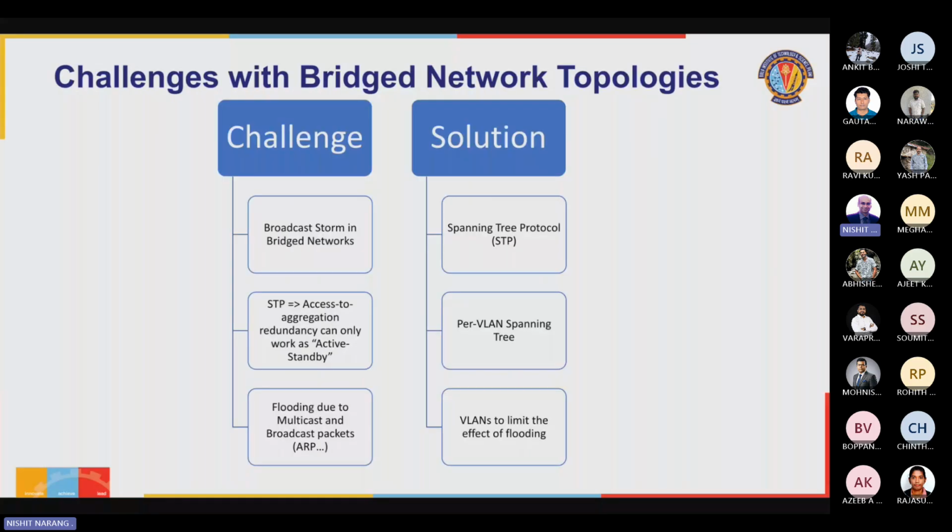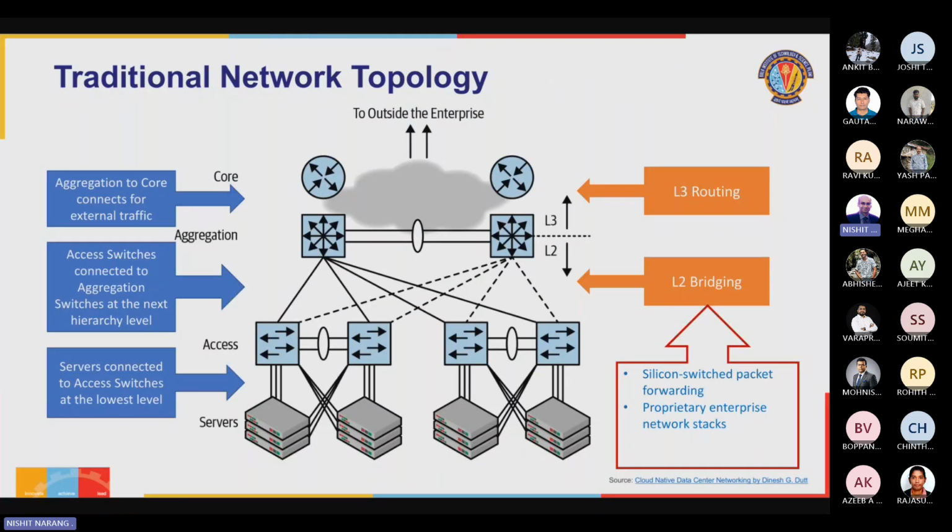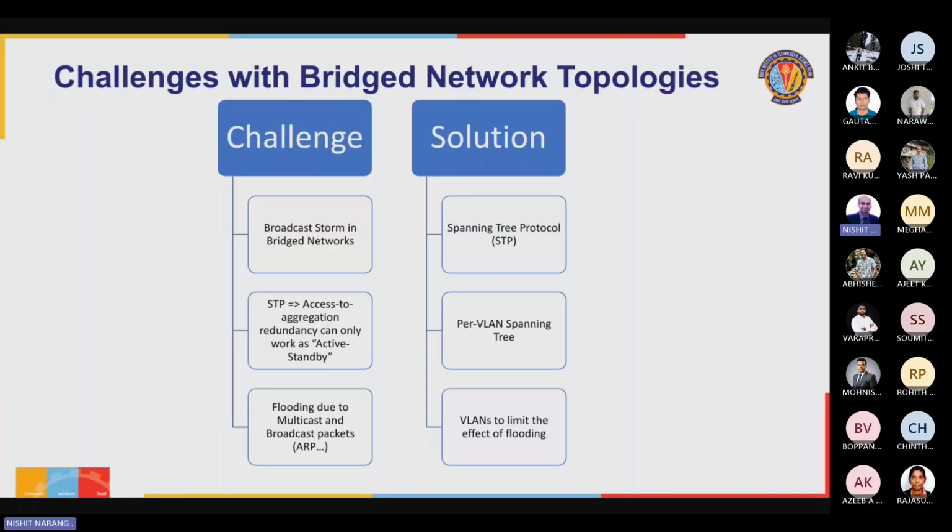Now, while we've said, okay, these bridged networks have a lot of advantages. They are fast, they can be built in a proprietary fashion at low cost, and they require zero configuration. That's their benefit. Bridged network topologies in local area networks also have certain challenges. Layer 2 networks have their own challenges, which we need to talk about.